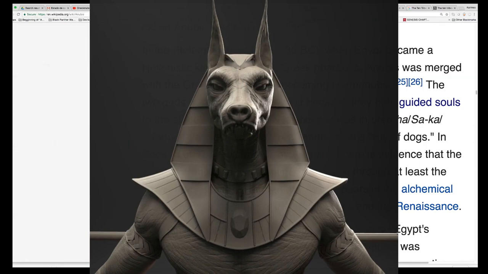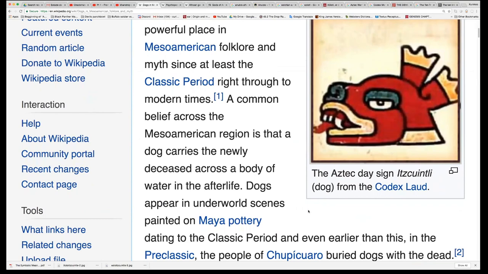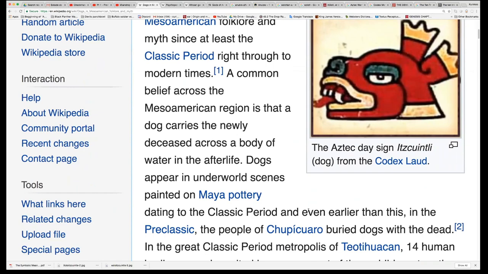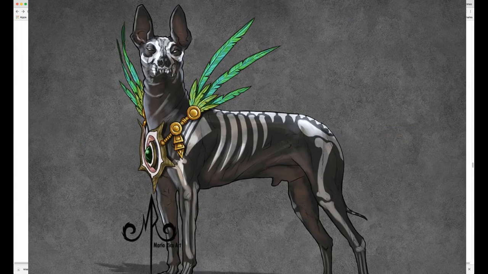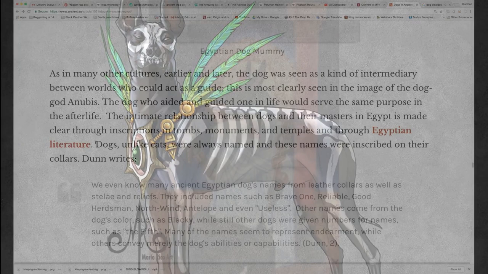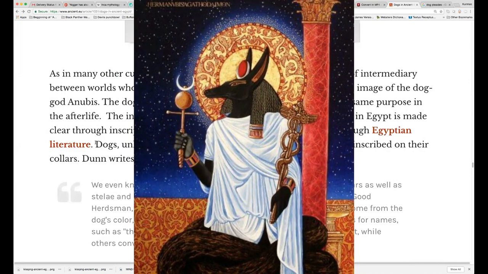A common belief across the Mesoamerican region is that a dog carries the newly deceased across a body of water in the afterlife. As in many other cultures, earlier and later, the dog was seen as a kind of intermediary between worlds who could act as a guide. This is most clearly seen in the image of the dog god Anubis. The dog who aided and guided one in life would serve the same purpose in the afterlife. Again, just like in Mexico.